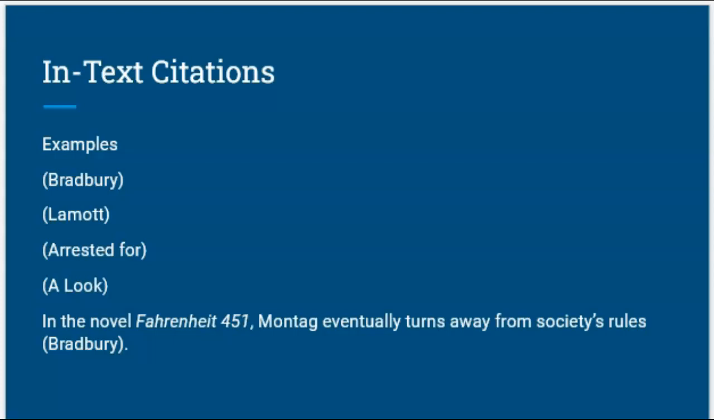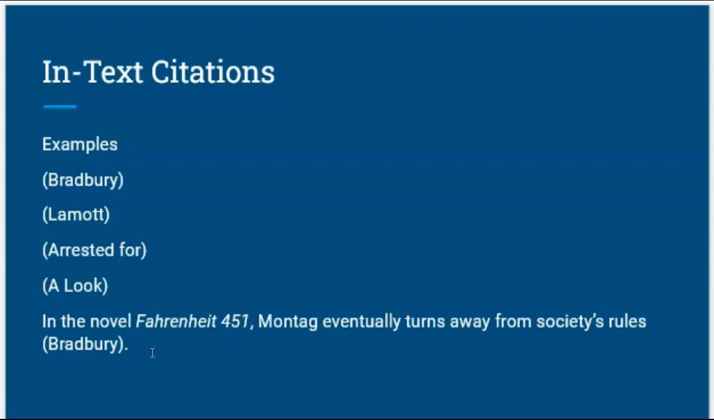All right, so here I've got the author's last name of Bradbury, the author's last name of Lamont. So these are two examples where I've used the author's last name. Here I've got the first two words in the title of the piece, "Arrested For," and then the second example here is "A Look." So these are first two words in the title of the piece. These are author's last name. Okay, and you'll see here that we have an example. This is exactly the way that this would look as an in-text citation.